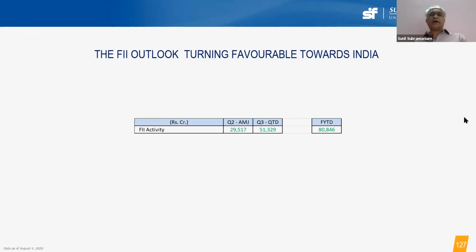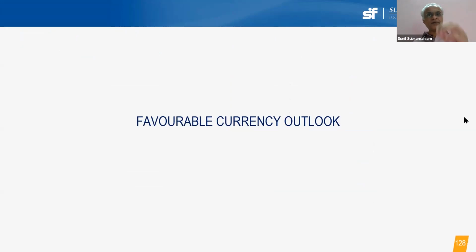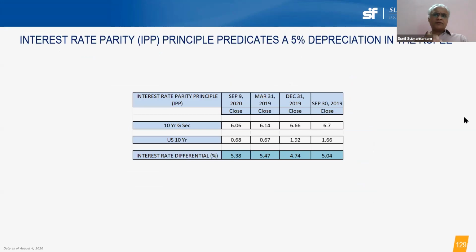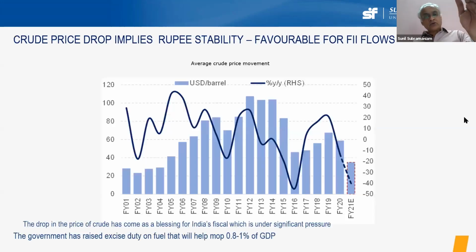And why did they come in? Primarily because of a favorable currency outlook. What do I mean by this? Typically, the currency difference between two countries relies on the interest rate differential between the two countries. Roughly, Indian economy versus American economy, the 10-year interest rates have a difference of 5%. The interest rate parity principle indicates the currency has to weaken by 5% to take away any arbitrage by any particular player. Against a 5% depreciation long-term expected, the crude price drop gave a huge boost to India's currency because 80% of our crude is imported.